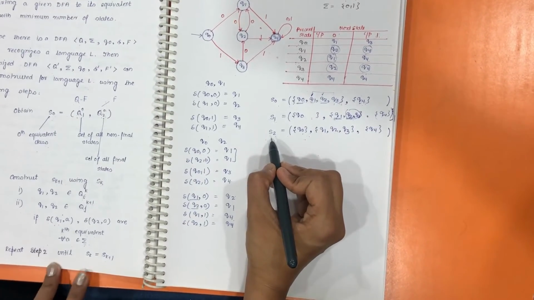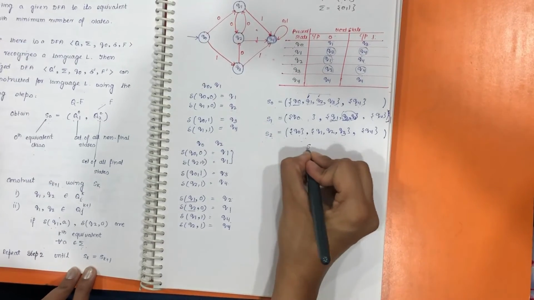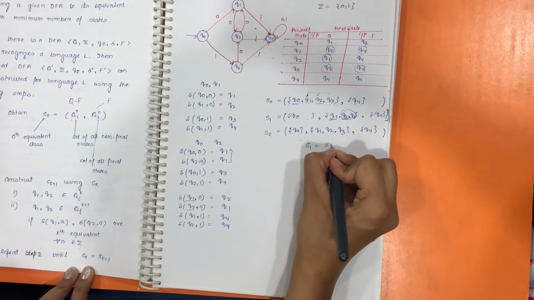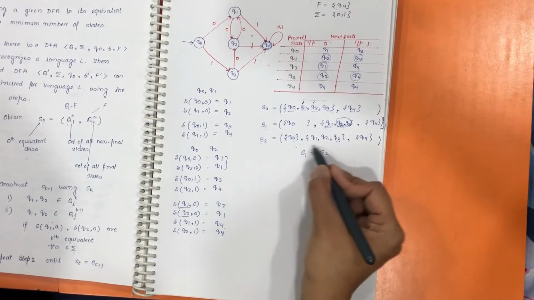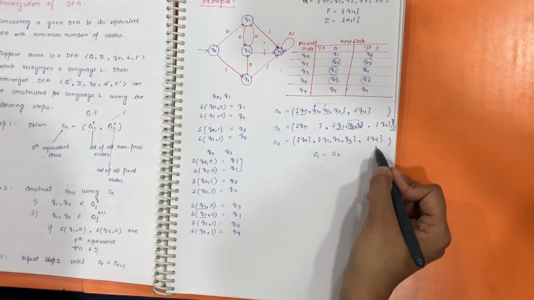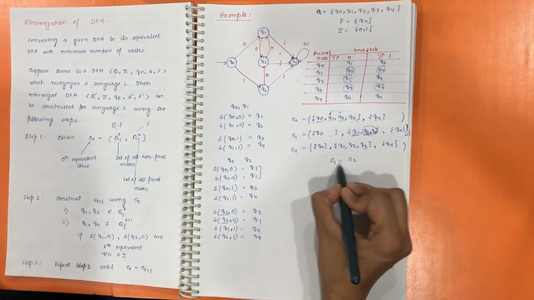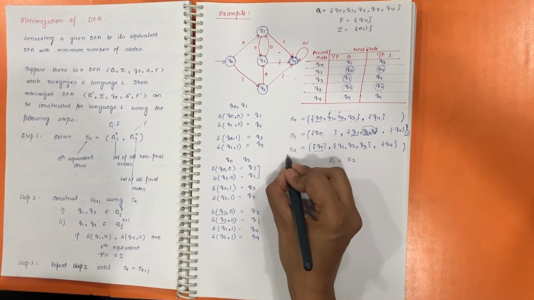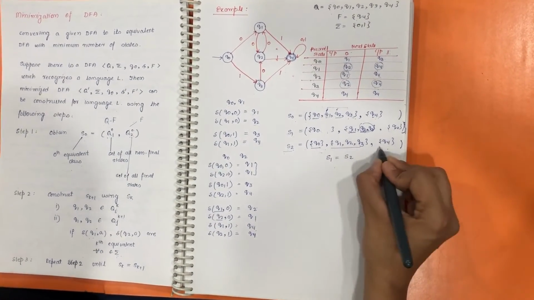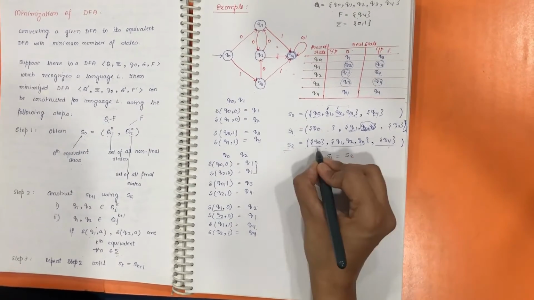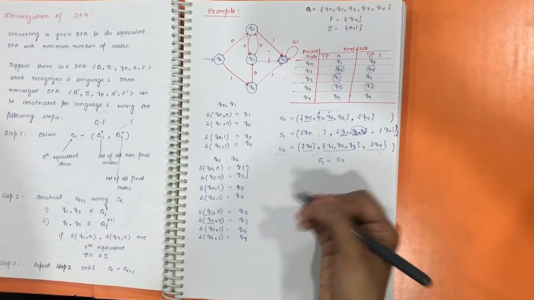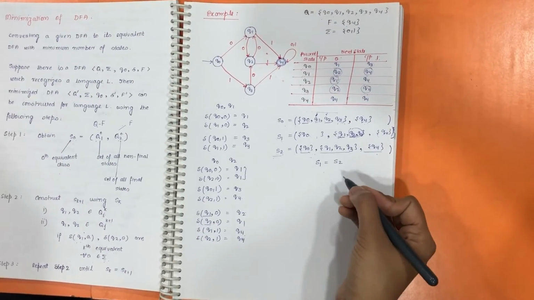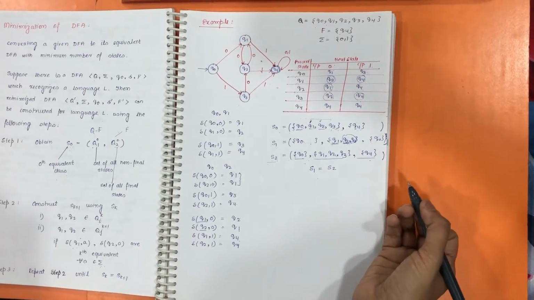Now just see that we have obtained S1 equal to S2. So here we will stop the process because no further splitting has been done while obtaining S2. So we can say that in the second equivalent class we have three sets. Now these three sets will give us the notion for states in the minimized DFA.